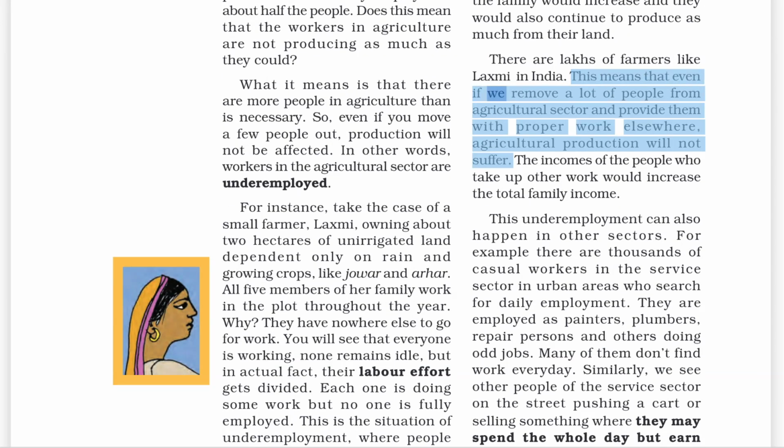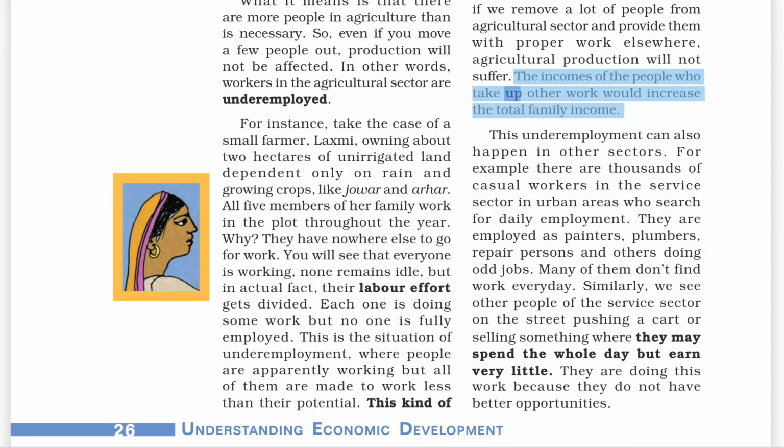This means that even if we remove a lot of people from the agricultural sector and provide them with proper work elsewhere, agricultural production will not suffer. The incomes of the people who take up other work would increase the total family income.